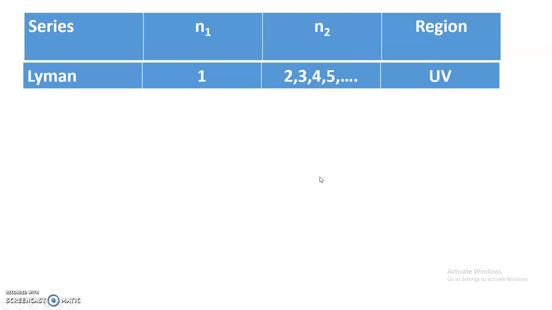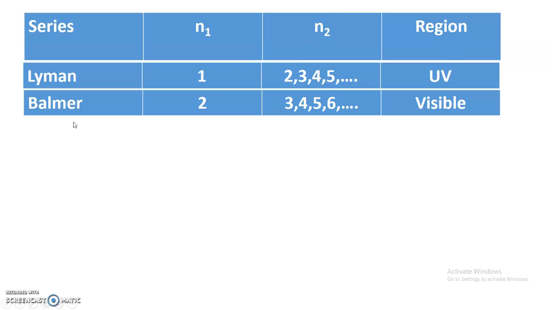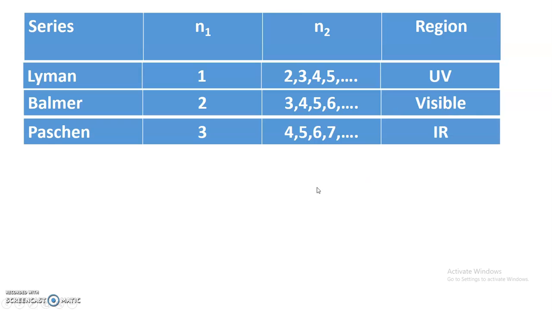Now, summary of this point is: for the Lyman series, the lower energy level is the energy level with principal quantum number 1. So here n1 is equal to 1, and the electron jumps from any higher energy level with principal quantum number equal to 2, 3, 4, 5 and so on, and it appears in the UV region. For the Balmer series, the lower energy level is 2, that is n is equal to 2, and the electron jumps from any higher energy level with n equal to 3, 4, 5, 6; it appears in the visible region.